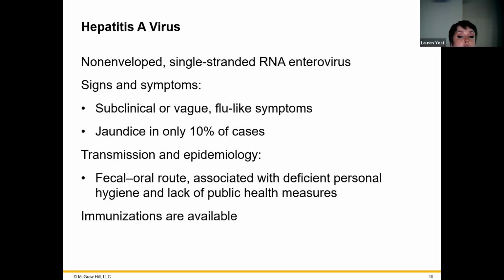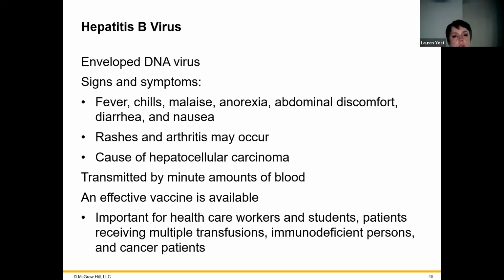This is a fecal oral transmission. Regular fecal oral transmission, commonly found in the environment, in water, and things like that. There are immunizations available for Hep A. Most people get over it, though, on their own. It's not very severe. But Hep B and Hep C are the worst ones, okay? So Hep B, this is a DNA virus.